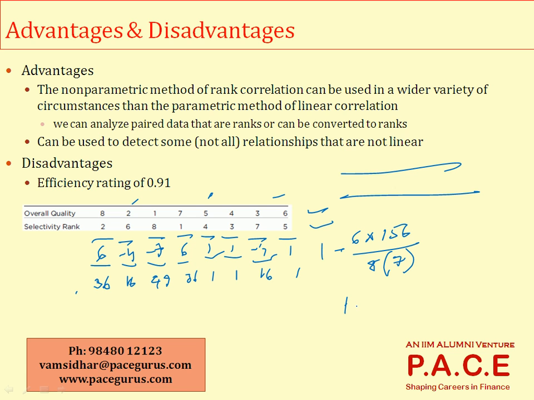My test statistic in this case is 1 minus 6 into 8 into 7, 56, so almost 9, just rounding it out. N into n squared minus 1, sorry. So here it is not 7, it's 8 into 8 squared minus 1, 63. I'm sorry, 8 into 63. So 1 minus 6 into 156 divided by 8 into 63.